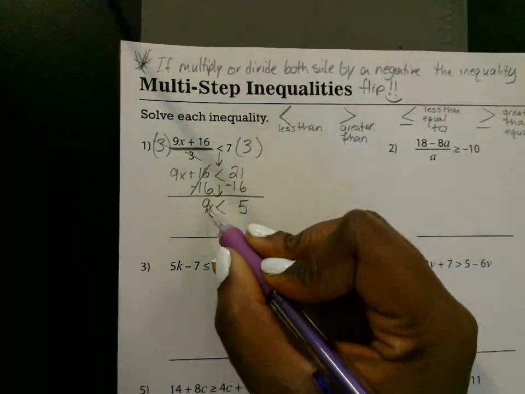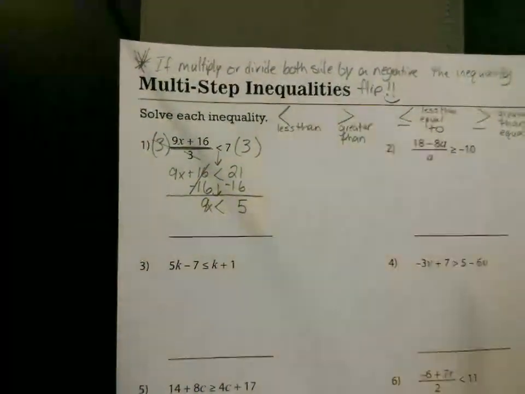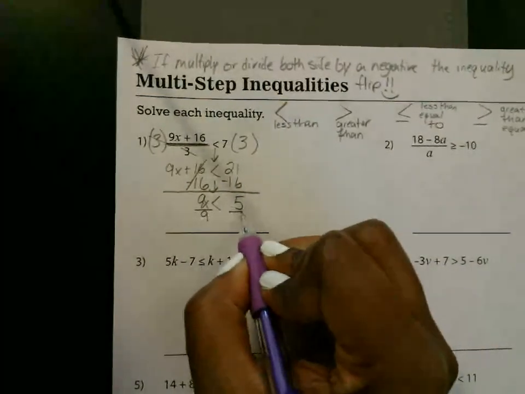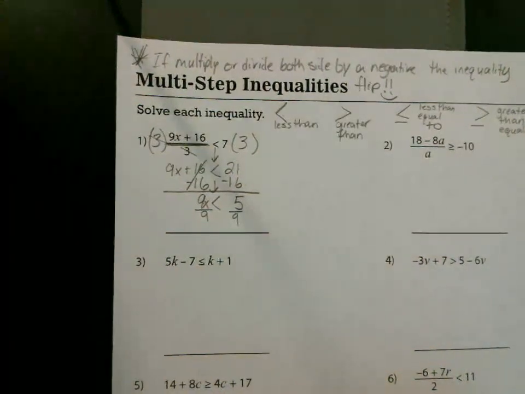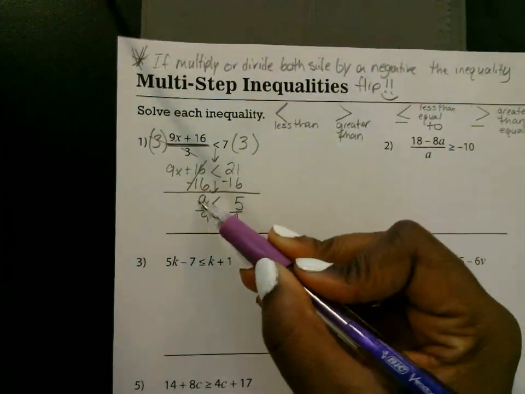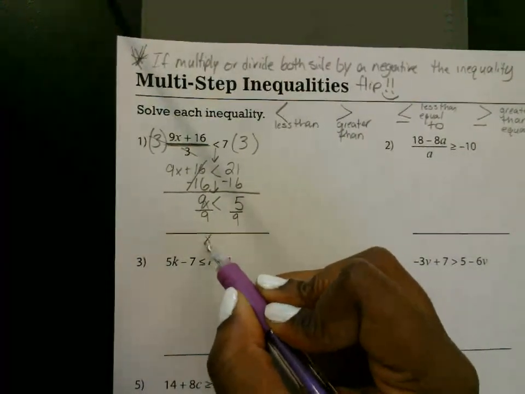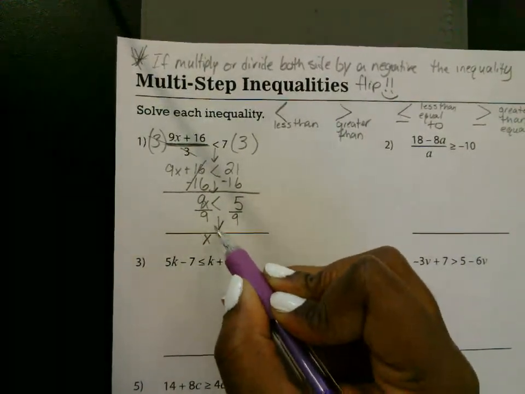The 9 is attached to x by multiplication. What's the opposite of multiplication? So you're going to divide both sides by a 9. Here, 9 divided by 9 gives you 1, or 1x. Bring down the less than symbol.